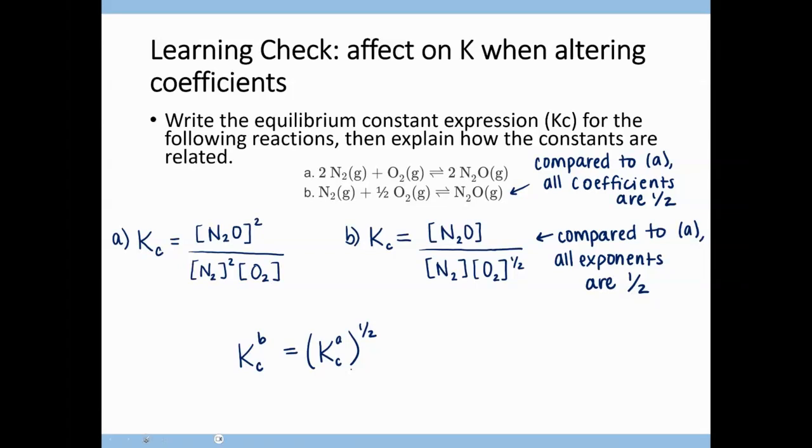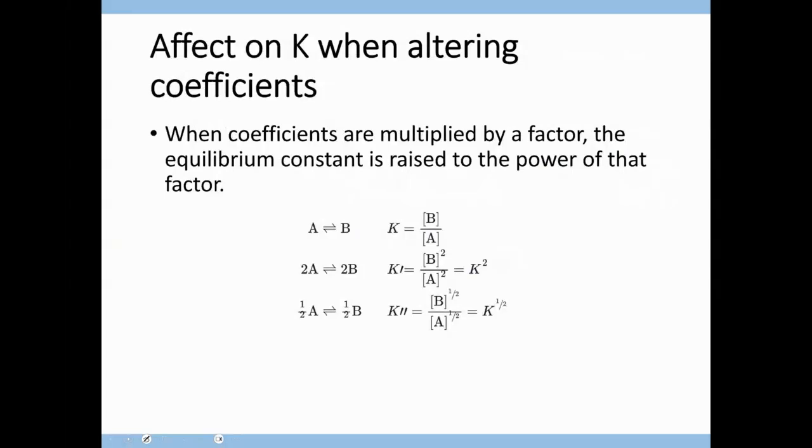So all this is summarized on the next page. When coefficients of a reaction equation are multiplied by a factor, the equilibrium constant is raised to the power of that factor. So we first have reactant A forming B, and the K is B over A. If we multiply coefficients by 2, then we can take the original K value and square it, and that's the K value for this reaction. If we multiply coefficients by 1/2, then we take the original K value and raise it to the power of 1/2, and we have the K value for that reaction.